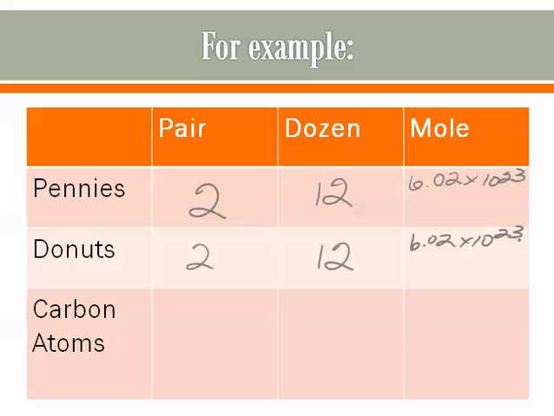Now, when we're talking about pennies and donuts, it makes sense to talk about pairs and dozens. But when it comes to carbon atoms, a pair of carbon atoms, 2 carbon atoms, doesn't really make a lot of sense because atoms are pretty small. Same for a dozen. A dozen atoms, even though it's 12, is still a very, very small number of atoms. But it makes sense for us to talk about a mole of atoms. In other words, 6.02 times 10 to the power of 23.